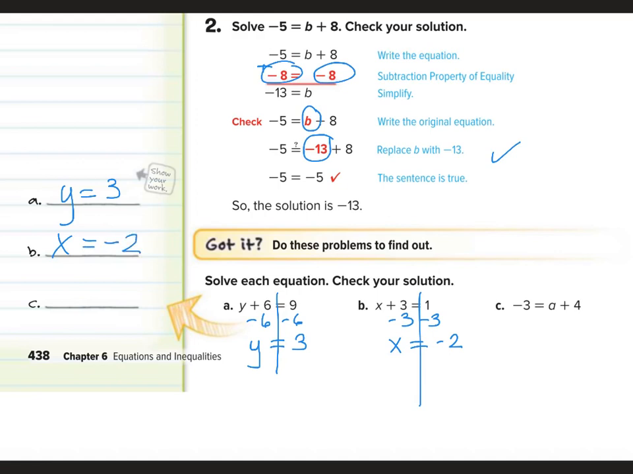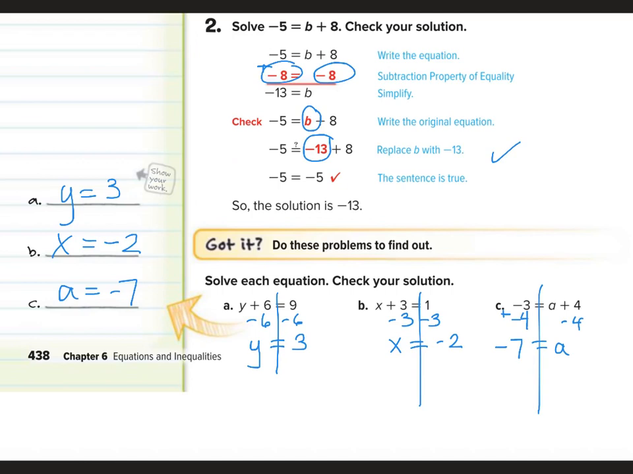And then C is -3 equals A plus 4. If I subtract 4 from both sides, whatever I do to one side, I have to do the other. When I subtract 4 from both sides, 4 minus 4 becomes 0. So A plus 0 is just A. -4 plus -3, or -3 plus -4, is -7. So A equals -7.